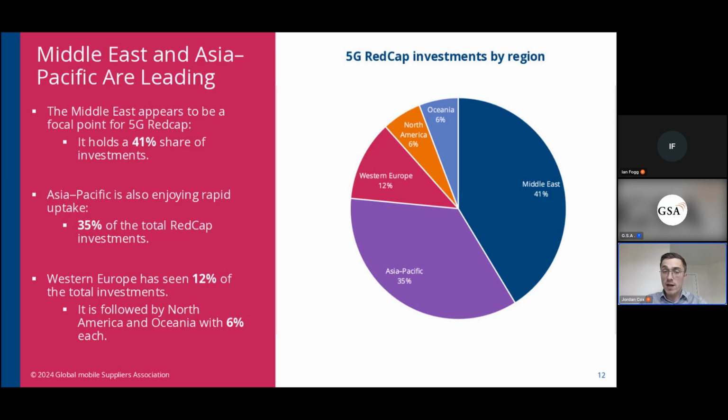Western Europe follows the Asia Pacific region with 12% of the total investments, a much lower share, but still significant, with operators such as BT in the UK and Telefonica Germany, both currently in the testing stage. And then finally, North America and Oceania hold a 6% share each, with the operators Telstra in Australia and Verizon in the United States, both also in the testing stage for 5G RedCap.